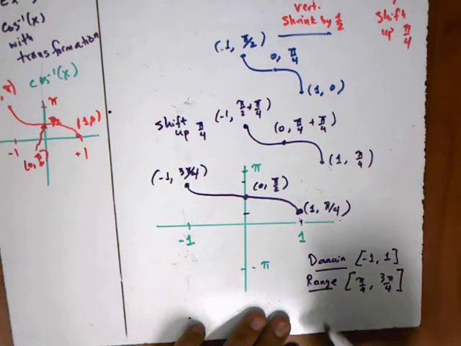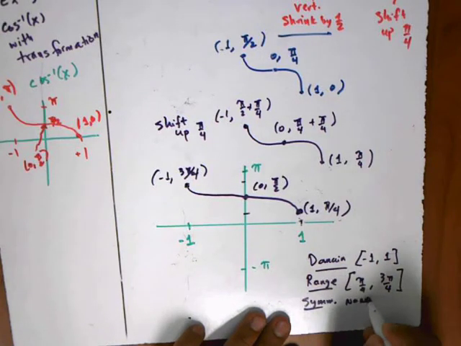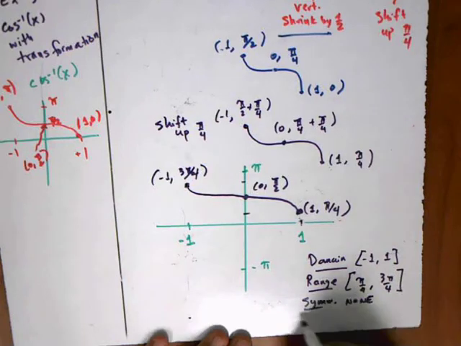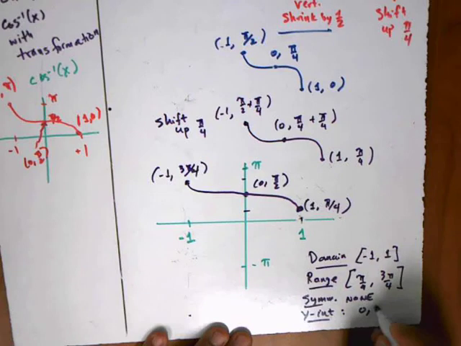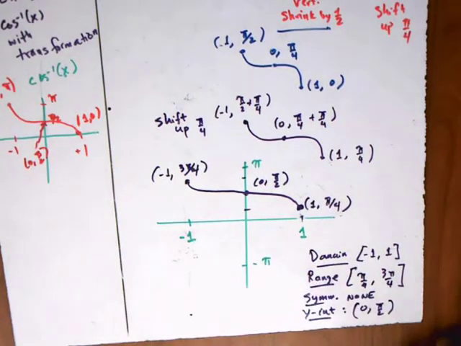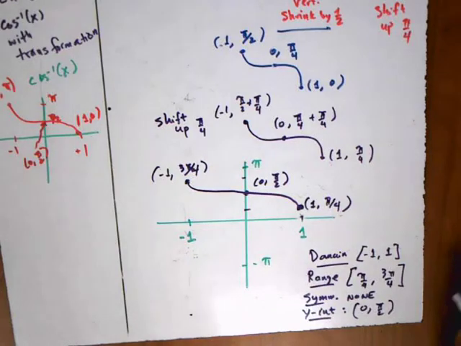The symmetry is still none, so nothing's changed there. Let's see what else. Oh, the y-intercept. We can say that the y-intercept is 0, pi over 2. What else is there? Well, there are no real extrema here, and that's about it. We can end it right here.